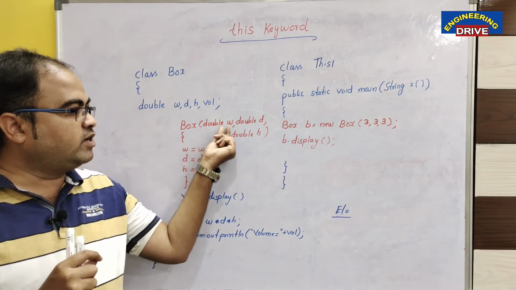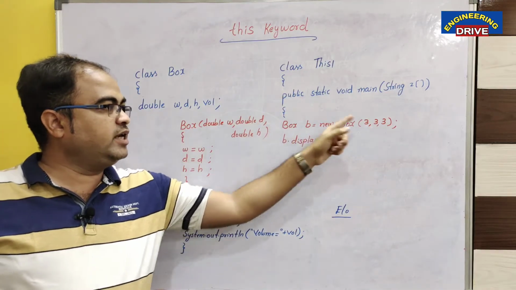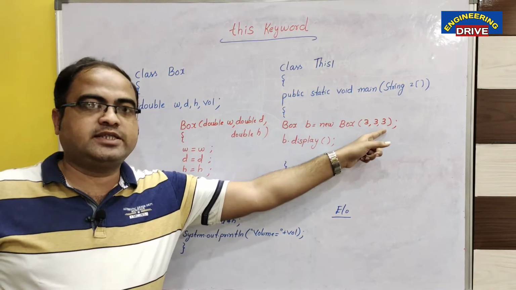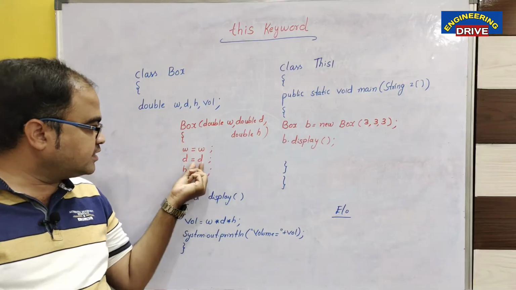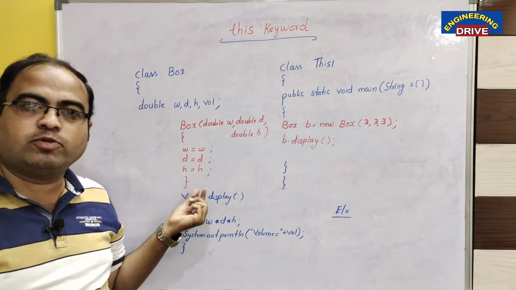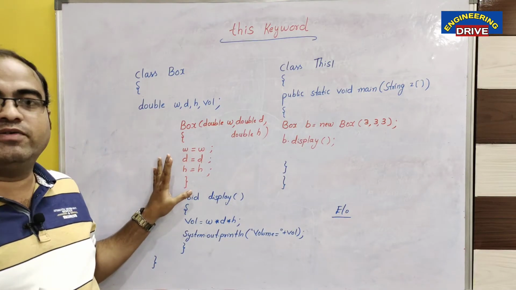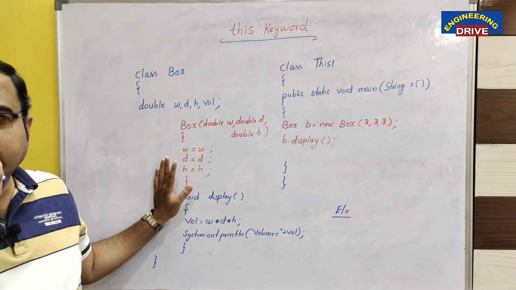Now, if you use like this, what happened, you know? What is the value of W here? 3. What is the value of D here? 3. What is the value of H here? 3. Now this will be assigned to W, D, H, sir, automatically? No. You will get error here when you execute this program. Why you will get error?